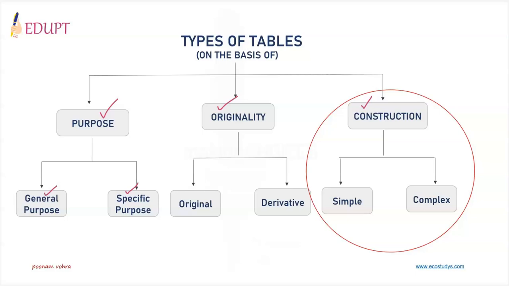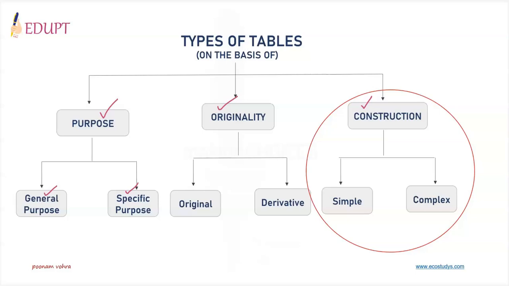Then there can be a specific purpose table. Specific purpose tables highlight a particular set of information. Such tables are generally compact and small in size, and they help in analyzing the information in an effective manner. For example, a specific purpose table can be on employment status of males and females in Delhi. So here it gives information only about the employment status and nothing else. So it is a specific purpose table.